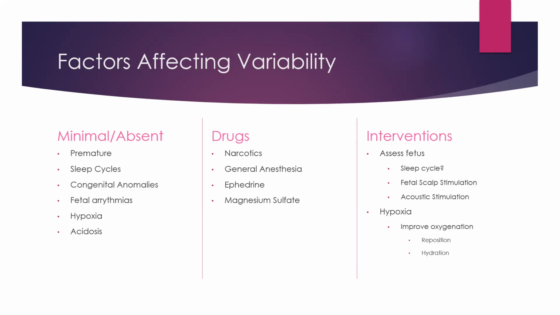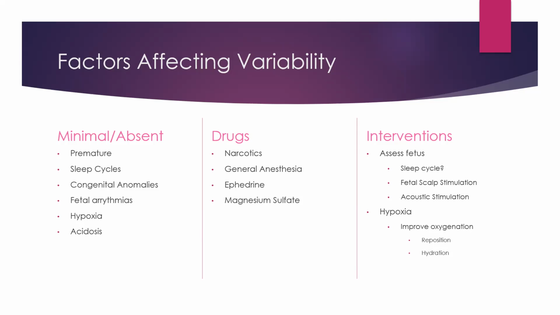If a patient is put under general anesthesia, the general anesthesia can reach the fetus in the uterus, and so that can affect the variability. We give ephedrine to moms in labor if their blood pressure is too low, and we give magnesium sulfate to moms in labor, oftentimes when their blood pressure is too high. And so those things as well can affect variability.